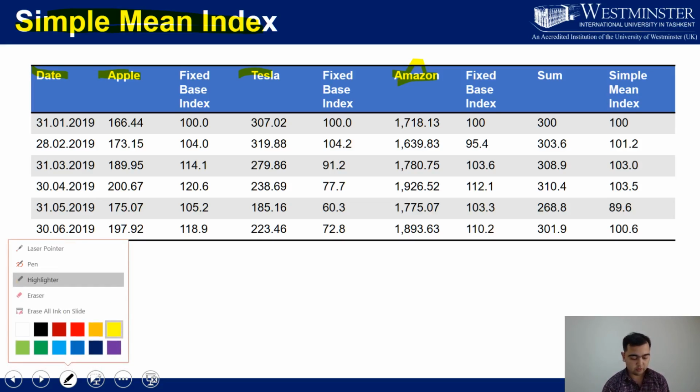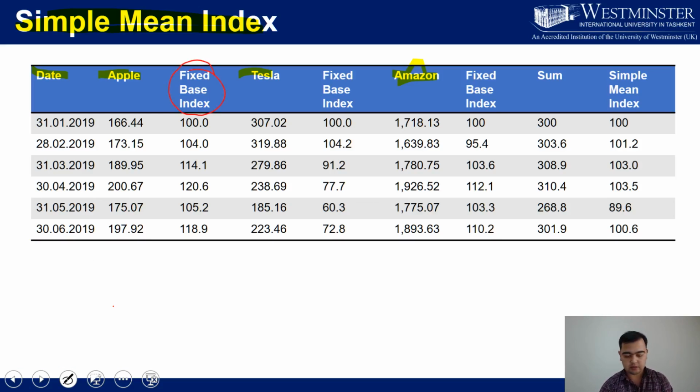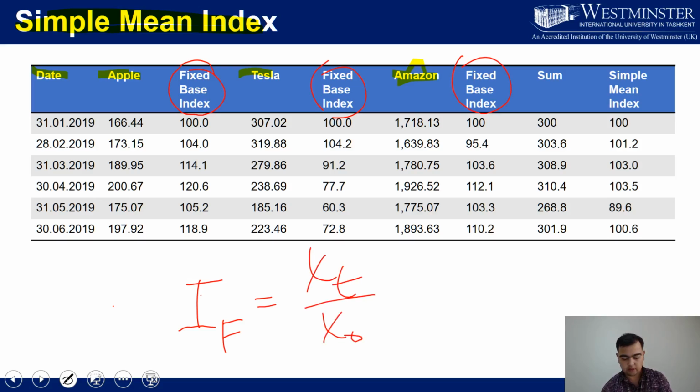But this time, what we did is we first calculated the fixed base indices for individual companies. You remember the formula for the fixed base indices? IF was xt divided by x0, for individual companies this time. So for Apple, we're going to assign 166.44 as the base month, and we divide every single number here by the base, and we end up with these beautiful numbers. You're going to do the same calculations for Tesla and for Amazon.